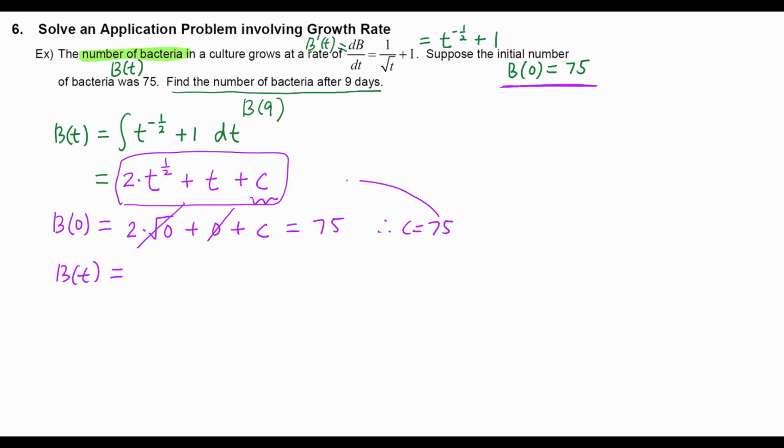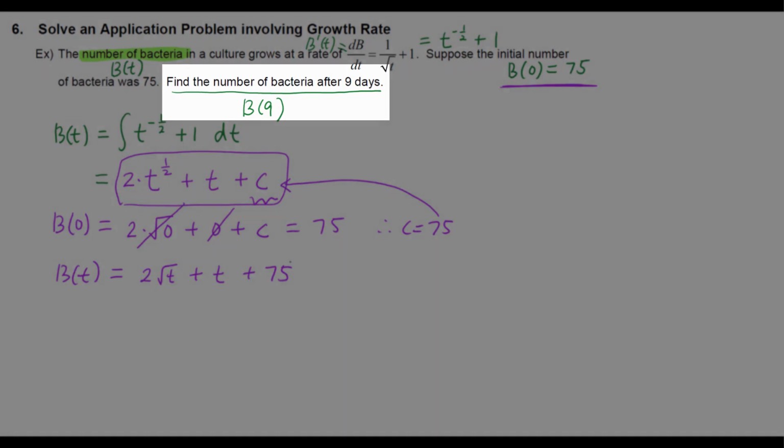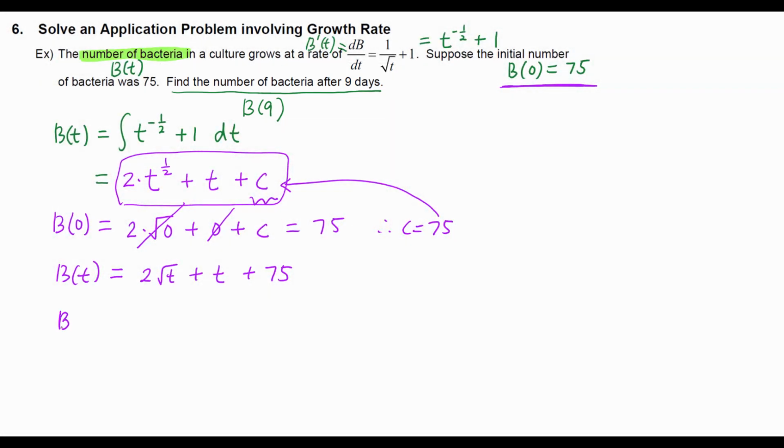And then I just have to substitute 75 for c. So I get 2 radical t plus 75, and I found my number of bacteria function. So then, what would be the number of bacteria after 9 days? That will be b sub 9, which is equal to 2 times the square root of 9 plus 9 plus 75, which is equal to 90 bacteria.